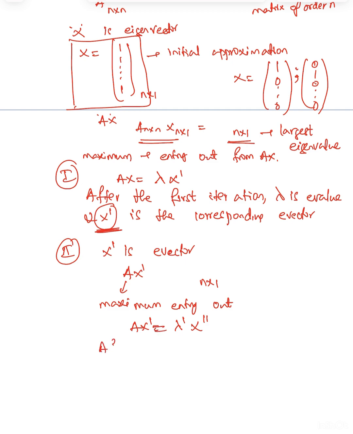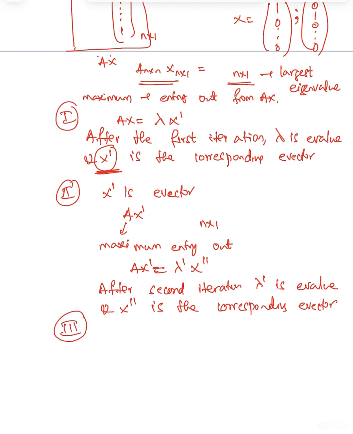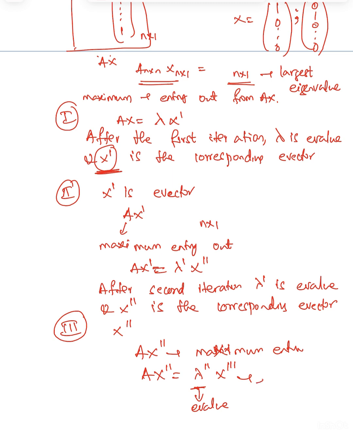After the second iteration, lambda dash is the eigenvalue and x double dash is the corresponding eigenvector. Likewise, for the third iteration, our approximation for the eigenvector is x double dash. We find A x double dash and take the maximum entry out, so A x double dash is equal to lambda double dash x triple dash. After the third iteration, this is the eigenvalue and this is the corresponding eigenvector.